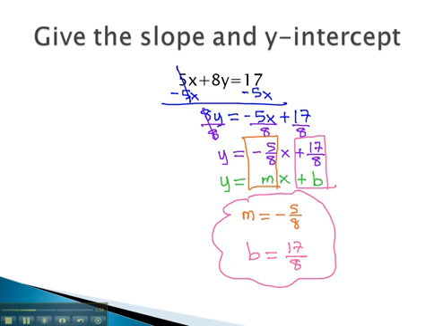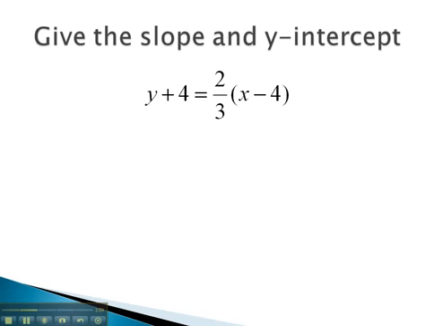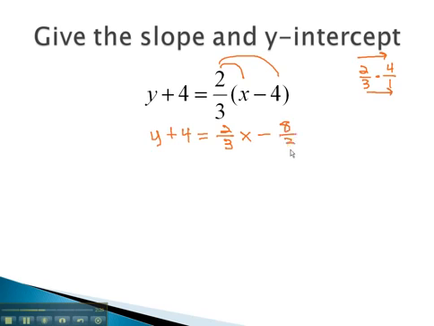Let's try another example and see if we can find the slope and y-intercept on it. In this problem, we see that there is a fraction in front of the parentheses. To solve, we must distribute the fraction first before we can do anything else. Y plus 4 equals 2/3 x minus, remember as we multiply 2/3 times 4, we put the 4 over 1 and multiply straight across. This gives us 8/3.